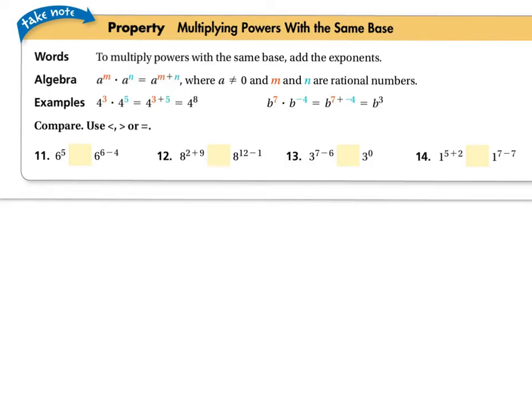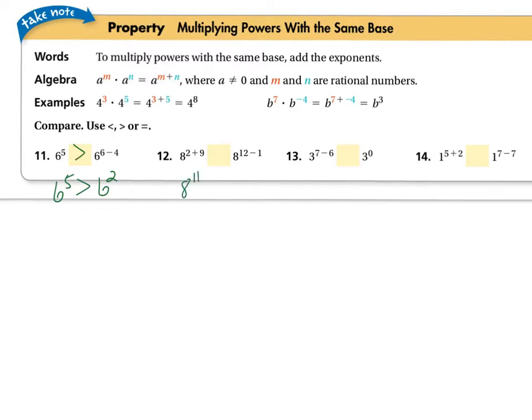To repeat what I just said, if we have a to an exponent m and a to an exponent n, to simplify it, we're going to add the exponents. You see 2 examples up here. So let's go ahead and compare these. For number 11, we have 6 to the 5th, and here we have 6 to the 6 minus 4. Well, 6 minus 4 is 2. So obviously 6 to the 5th is larger. So that's my answer.